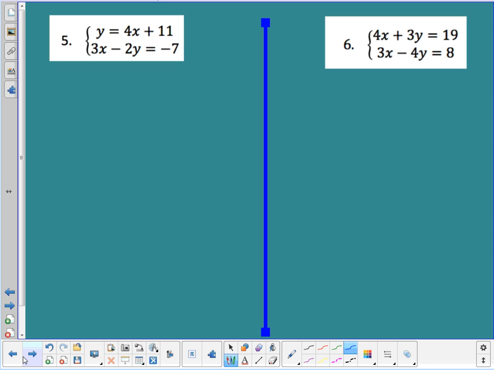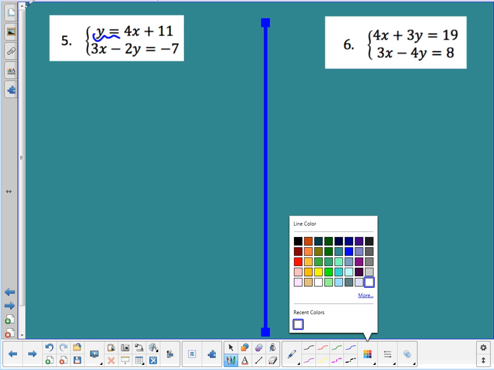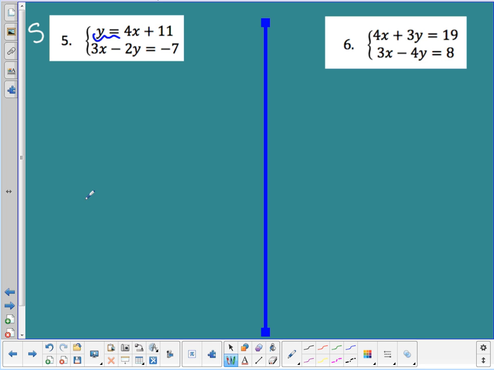Okay, a couple more practice questions like this. In number 5, I notice that I have a y equals. Right away, my eye is drawn to that y equals. So that tells me already that I'm going to set up substitution here. So I'm going to take that phrase that y is equal to, and I'm going to plug it into y down in the other equation.